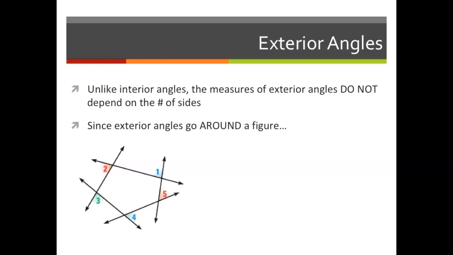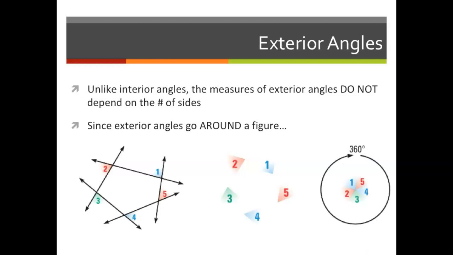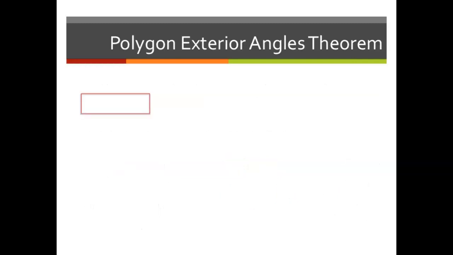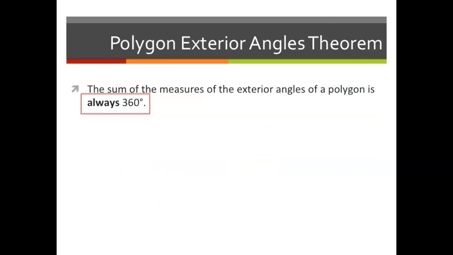Now, if we were to take away all the line segments and just look at those angle measures, you'll notice that if we put them together, much closer together, they will equal 360 degrees. Because exterior angles go around the figure, those angle measures are always going to equal 360 degrees. It does not depend on the number of sides of the polygon. So the polygon exterior angles theorem says the sum of the measures of the exterior angles of a polygon is always 360 degrees.